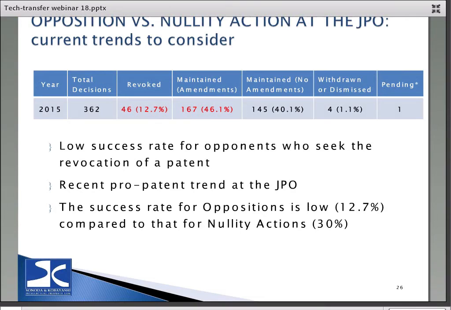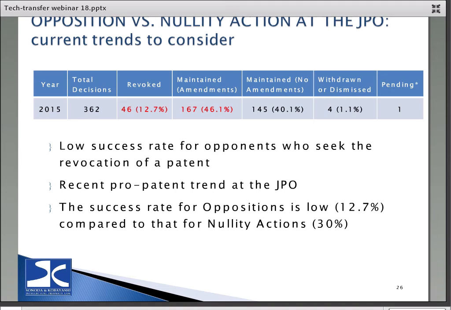Yeah, thank you. Some thoughts, some data about the statistics of opposition. Here are the statistics taken from the oppositions filed in 2015. And this is the year the new opposition system started. And there were 367 oppositions filed. And for that, 362 decisions have already been made. Therefore, almost all of them have been decided.